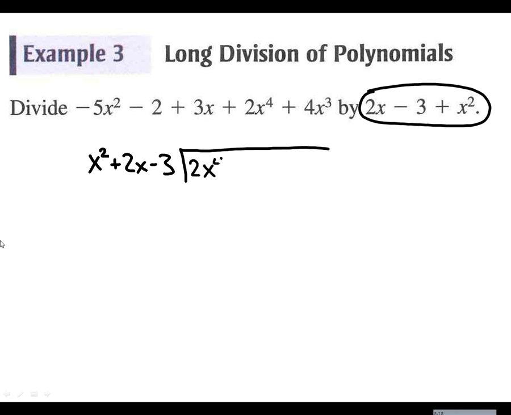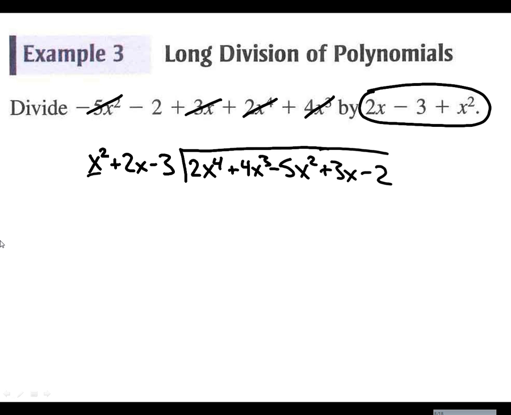Underneath, we're going to have 2x to the fourth plus 4x cubed. I'll just check them off to make sure I've got them all. Minus 5x squared plus 3x minus 2. All right, and so from here, we're just going to divide like we normally would.